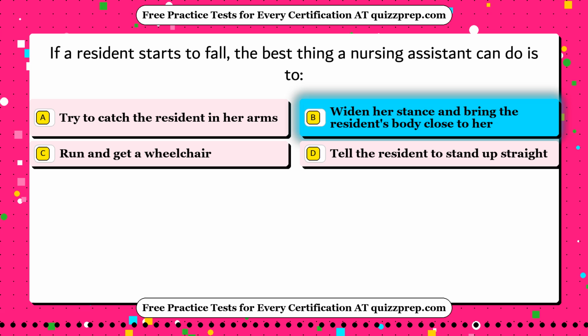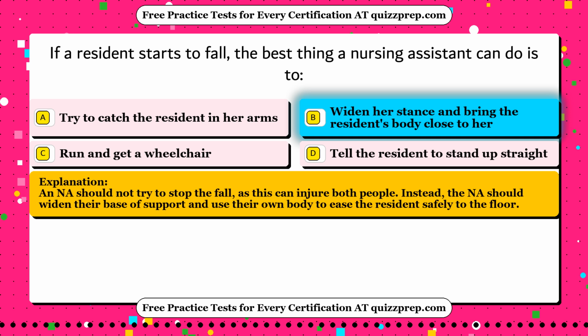The correct answer is option B. Widen her stance and bring the resident's body close to her. A nurse should not try to stop the fall, as this can injure both people. Instead, the nurse should widen their base of support and use their own body to ease the resident safely to the floor.